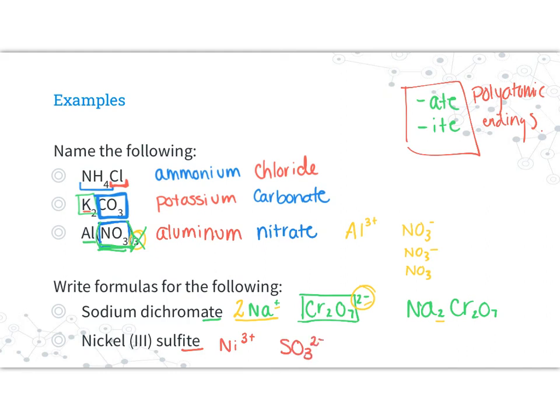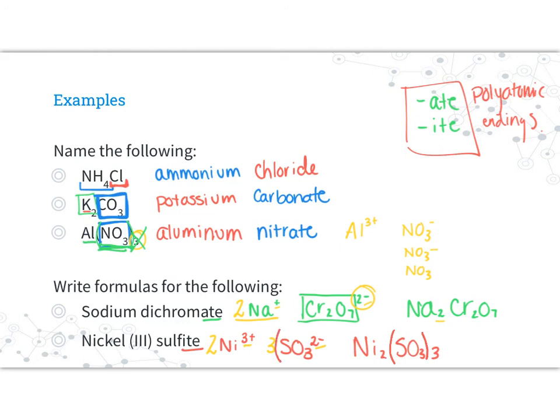So to balance a 3+ and a 2-, I need 2 nickels, and I'm going to need 3 sulfites. All right, writing these out, it would be Ni2(SO3)3. Now, so that I don't read this as Ni2SO33, I wanted to show that I needed 3 sulfites. Remember, they work as a unit, not 33 oxygens.